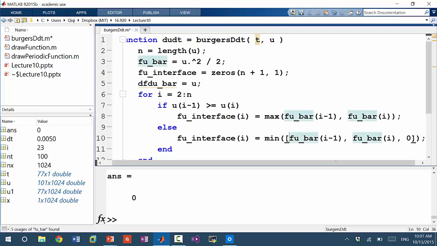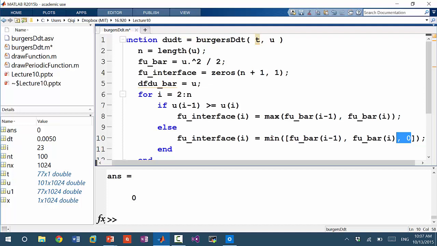And also this is wrong. This is zero only when u_{i-1} and u_i actually encompass the interval zero. So I shouldn't be taking the minimum of these three things.